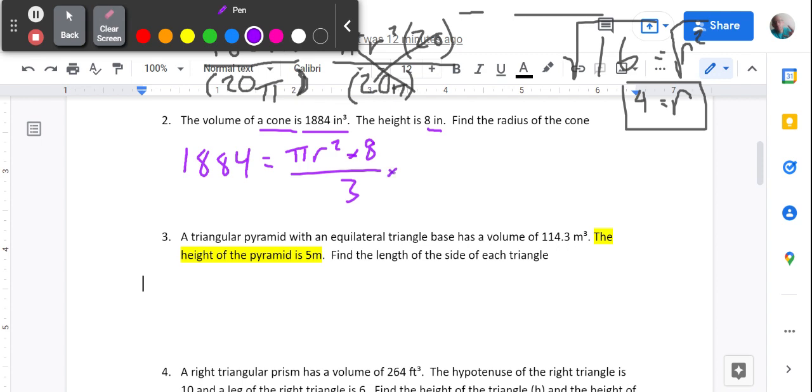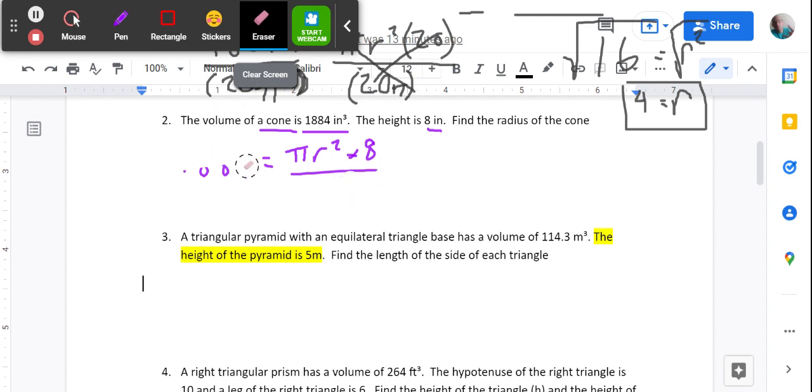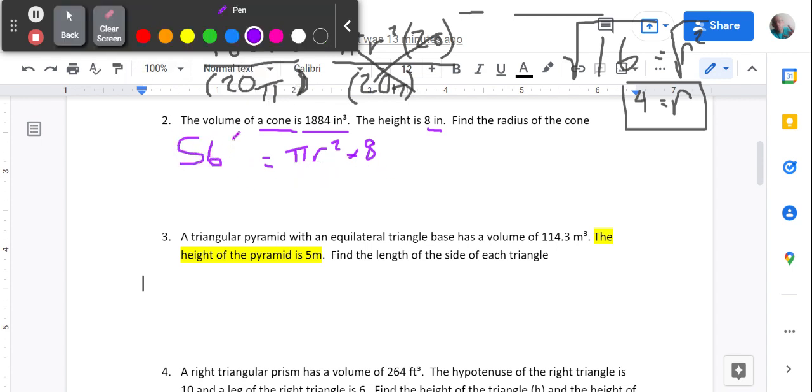Okay. So first thing, let's multiply by 3, and we can multiply by 3 to both sides. That cancels out. All right, so we have pi r squared times 8. We times it by 3, and then we times the other side by 3 right there. That gives us 5,652. Okay. So what that leaves us with, and I'm just doing this to save space, 5652 is going to equal pi r squared times 8.